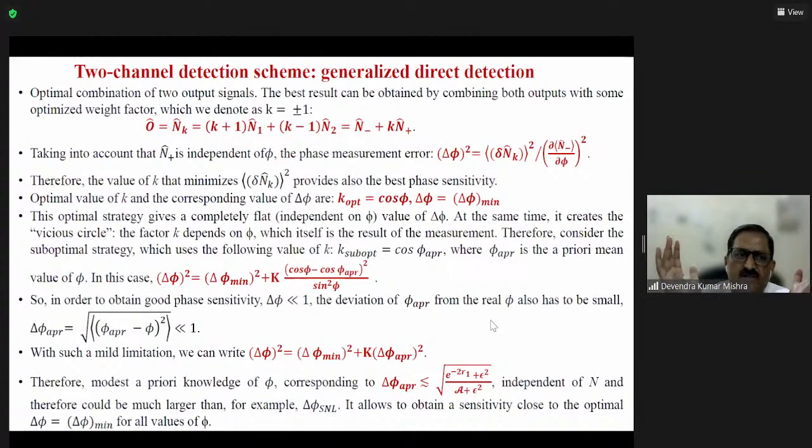At the same time, it creates a vicious circle. The factor k depends on phi, which itself is the result of measurement. Therefore, consider the suboptimal strategy, which uses the value of k, that is k sub r, which is equal to cos phi a priori. Here phi APR is the a priori mean value of phi. In this case, the square of delta phi is equal to the square of delta phi minimum plus the product of the square of cos phi minus cos phi APR, divided by sine square phi.